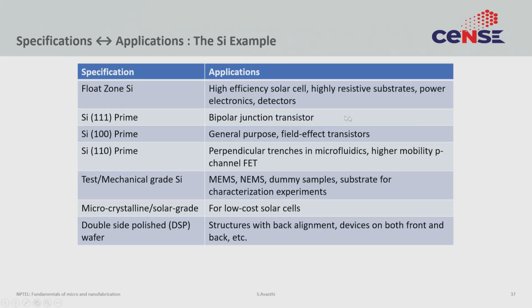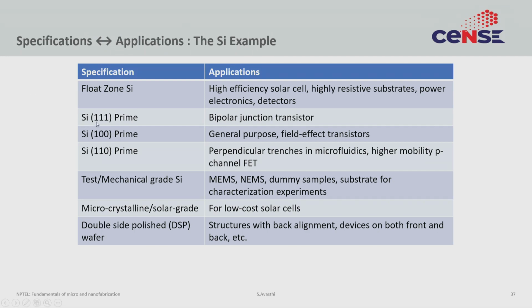Finally, we come back to the specifications we started with. Now some of those specifications will make a lot more sense to you. For example, float zone silicon typically means it can be very highly resistive, with a very low concentration of impurities. So if that is what you need, you should get float zone silicon. What does prime mean? Prime simply means that we are getting the wafer from the front end of the ingot, where the impurities tend to be the lowest.